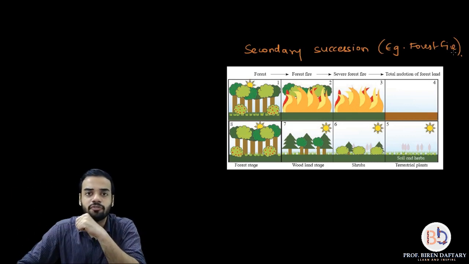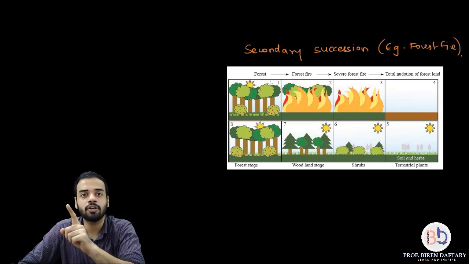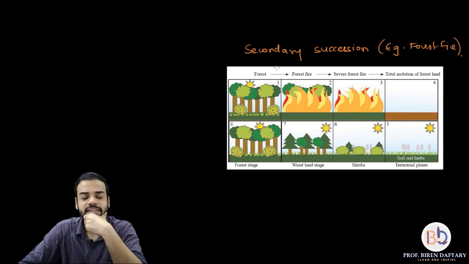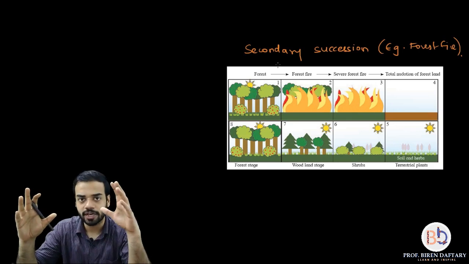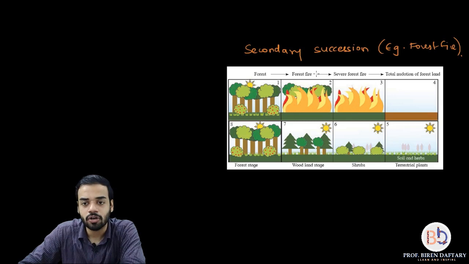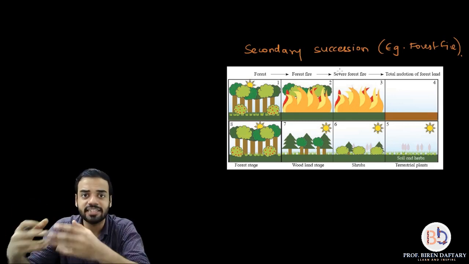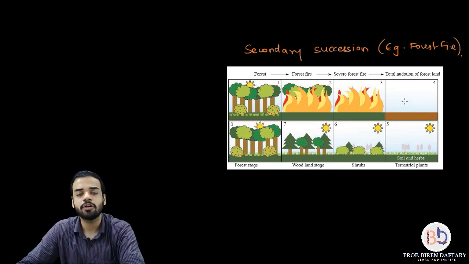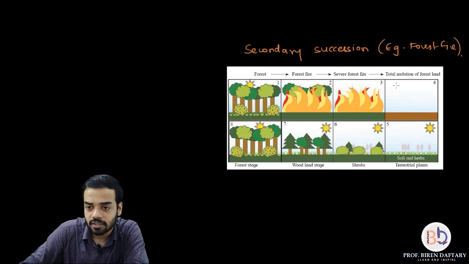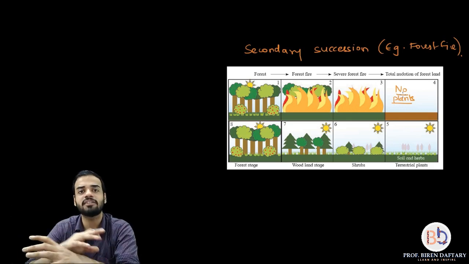Now first of all, if you see this first part of the diagram, figure number 1, a complete forest is shown, right? So the forest is there. Then a forest fire occurs in diagram number 2, and then that forest fire intensifies, it increases, and in diagram number 4 there are no plants. Okay, there are no plants. So after step number 4, secondary succession will start because all the plants have been destroyed.